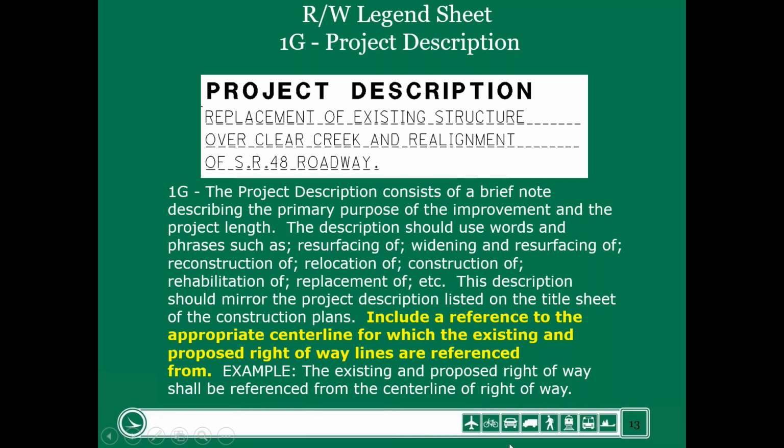Later on, we'll talk about how we do station and offsets for the parcel takes, what we're acquiring. And if we do have multiple center lines, whether being a proposed center line of right-of-way and a proposed center line of construction, and that they're different, we want to make sure that we're identifying what station and offsets they're referencing. So we always make sure that there's a line in the project description on the right-of-way legend sheet that identifies that.